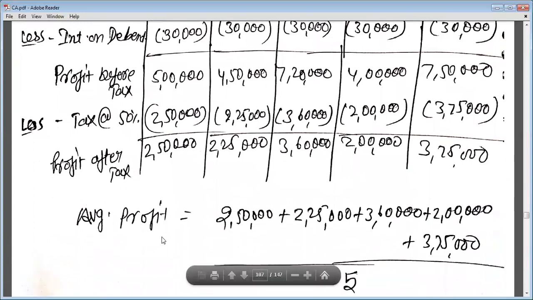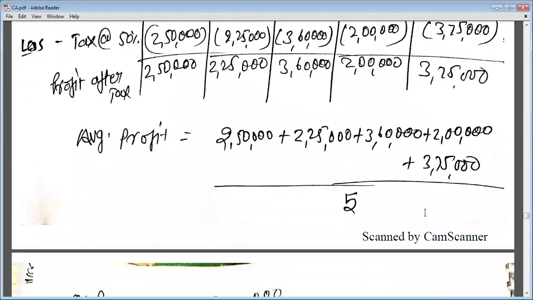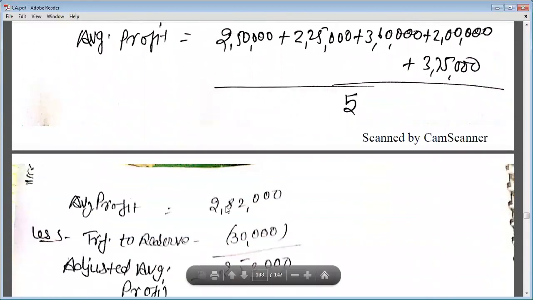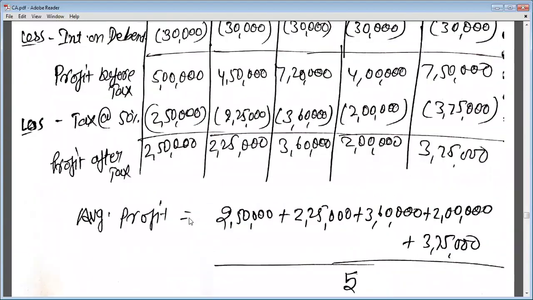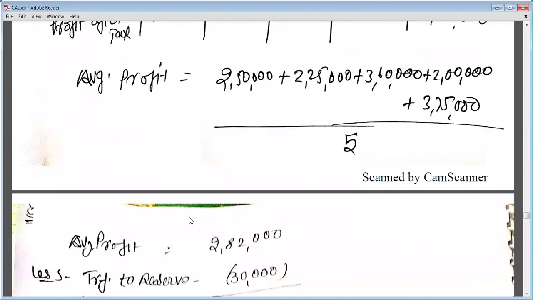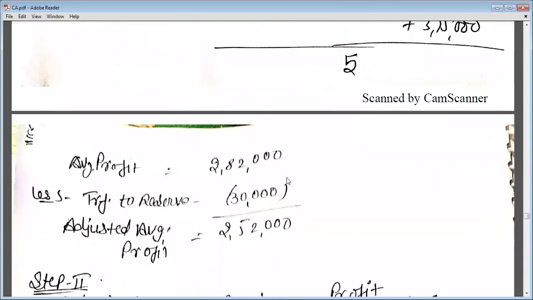Now we will calculate the average profit. Average profit is 2 lakh 50,000 plus 2 lakh 25,000 plus 3 lakh 60,000 plus 2 lakhs plus 2 lakh 75,000 divided by the number of years. There are 5 years, that is 1, 2, 3, 4, 5. So divided by 5, the average profit is 2 lakh 82,000. Okay. Now we will less the transfer to reserve. The question specifically mentioned that every year we transfer 30,000 to general reserve. So we will less 30,000 from that. The adjusted average profit is 2 lakh 52,000.